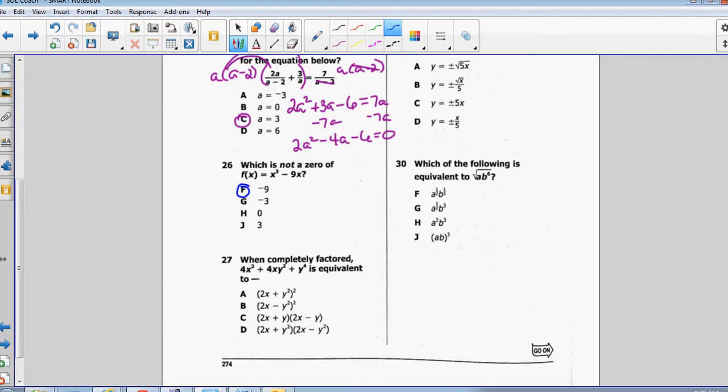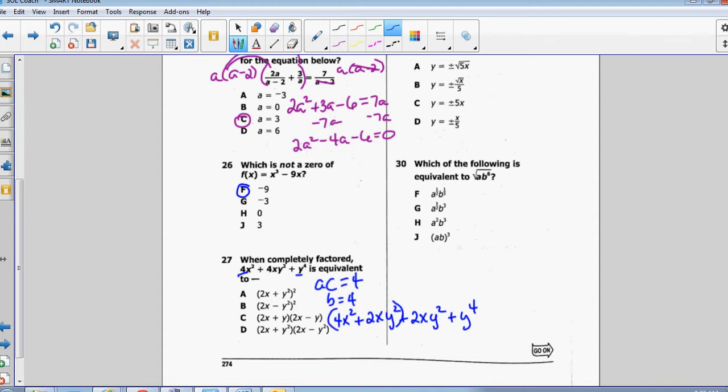In problem 27, we have to factor. So we're looking for numbers that multiply to 4 times 1, 4, and add to 4. And so those numbers are 2 and 2, and that's going to split up our middle term. So we have still 4x squared. And then our middle term gets split into 2 pieces, 2xy squared, and another 2xy squared, and then we have y to the 4th. And then we're going to factor by grouping.